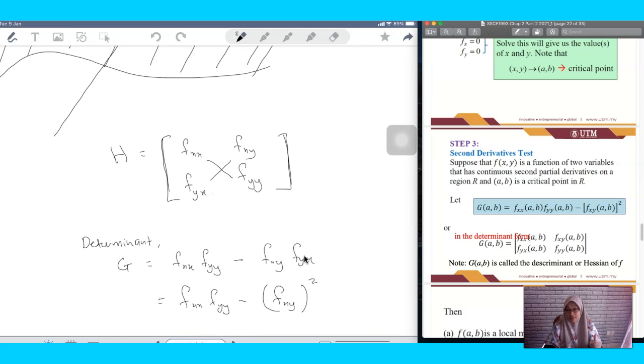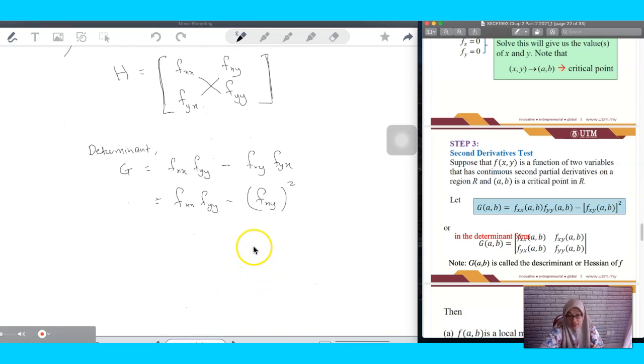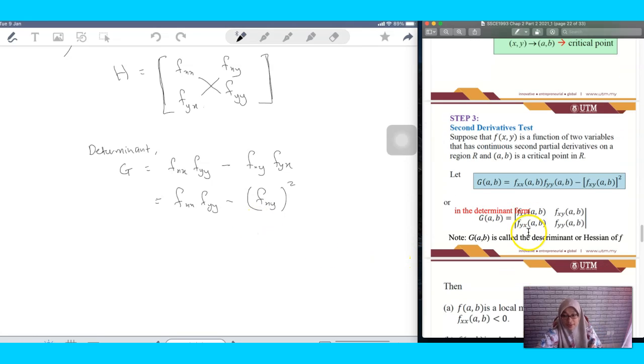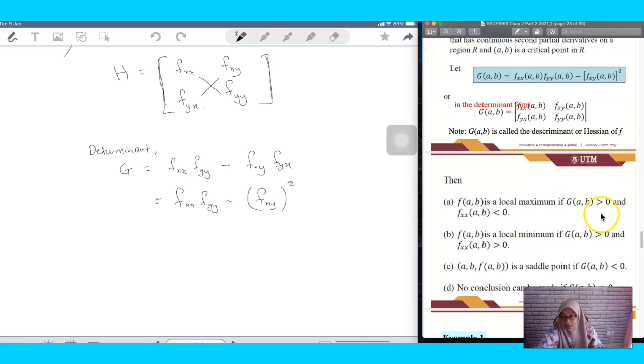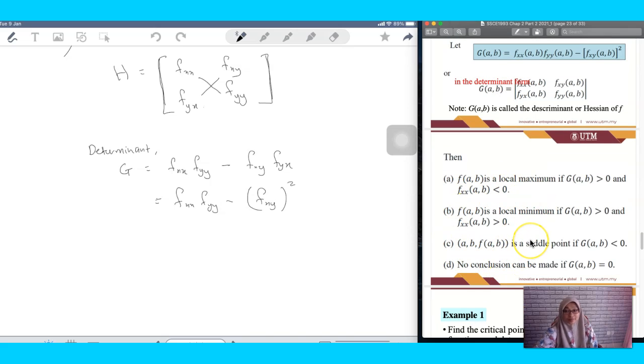This is called the second derivative test. From the result that you obtain, you can determine whether the stationary point or critical point that you obtained just now is a maximum, minimum point, or saddle. So how can you know that? There are some tests that you can follow, and by using that, I will use this G.